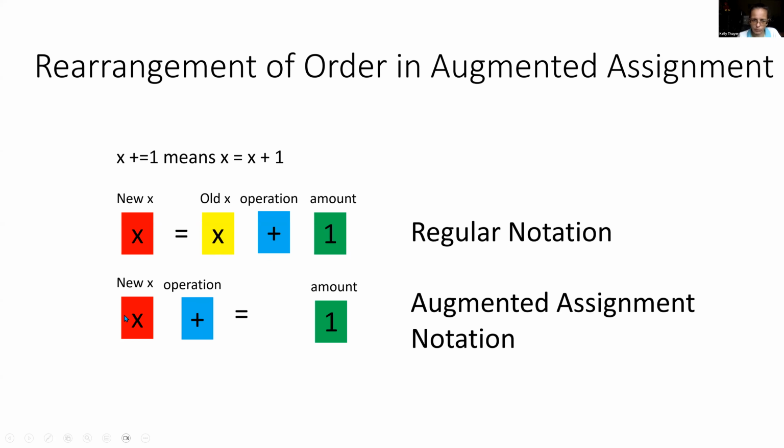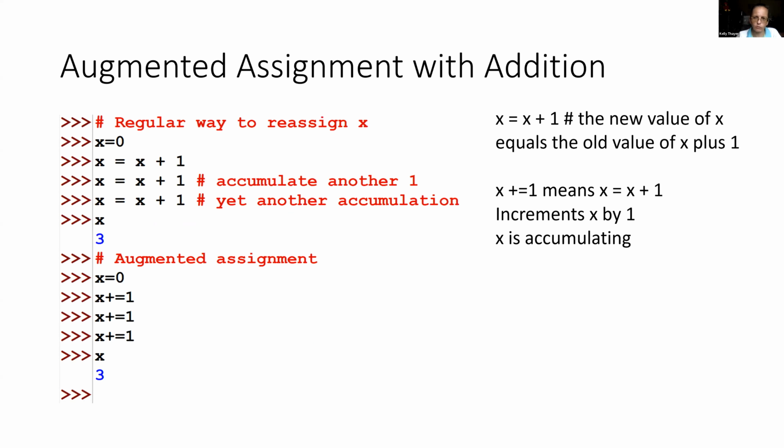So for example, here we'll have the new x, then it's followed by the operation, and then it's followed by the equal sign. So you recognize augmented assignment because there is an operation and nothing after it before the equal sign, right? So x plus equals 1 is the rearranged version of the augmented assignment. So you can use augmented assignment with addition, and that's pretty much what we've been looking at so far.